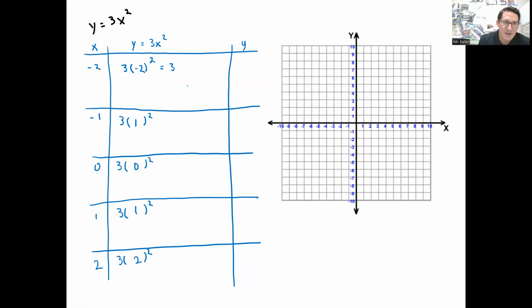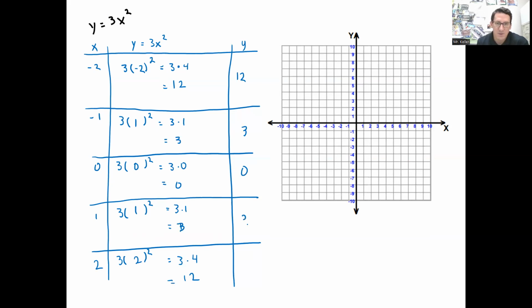Negative 2 squared is a positive 4, so it's going to be 3 times 4, which is 12. 1 squared is 1, so it's 3 times 1, which is 3. 0 squared is 0, so it's 3 times 0, which is 0. These are going to be the same: 3 times 1 is 3. 2 squared is 4, so we get 12 again. I forgot to write these: 3, 12. Right? So then plot the points.